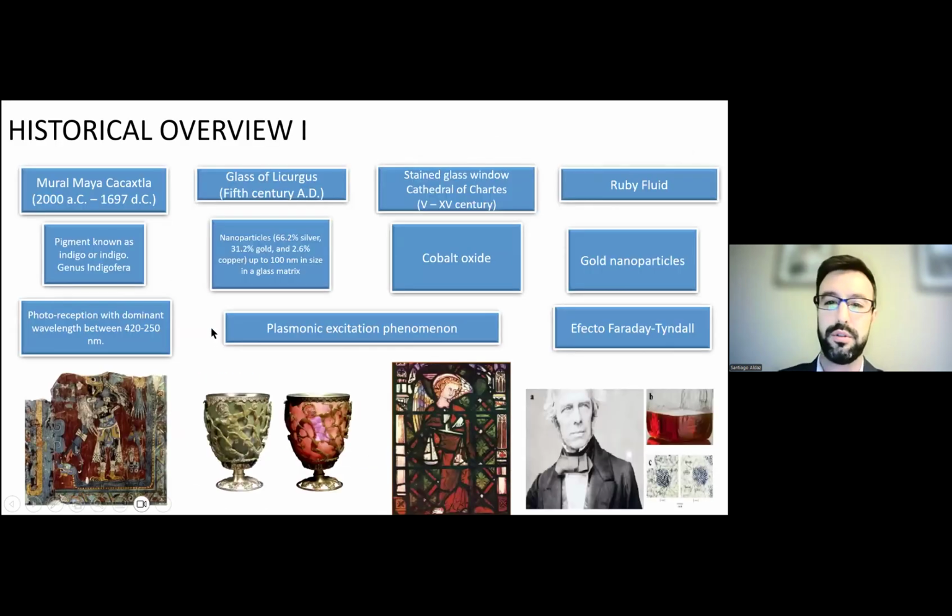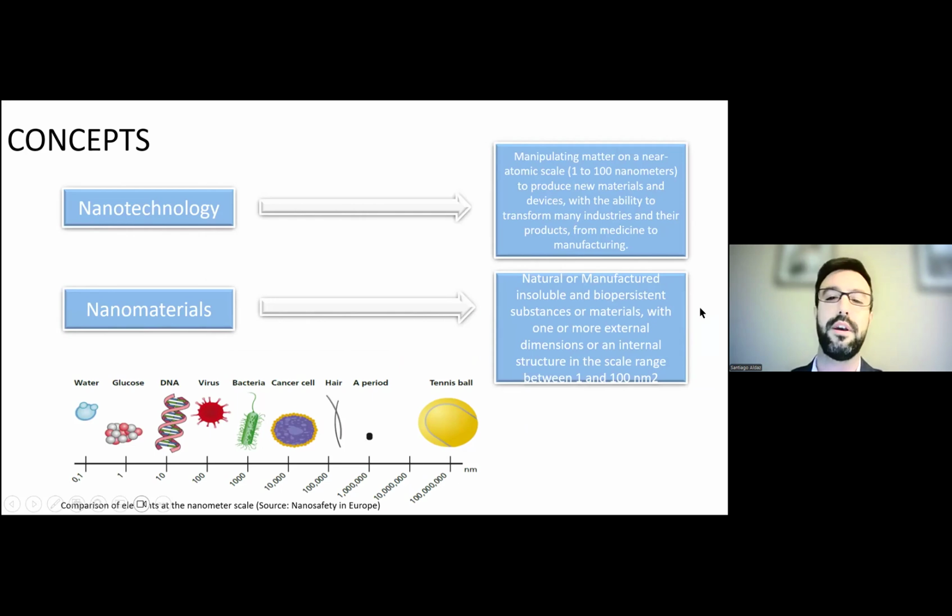And this is important, because if we take an object on a metric scale and extrapolate that same element to the nanometric scale, its physical and chemical properties change totally. So that's why it's really important to address this, and the toxicological effects change too.